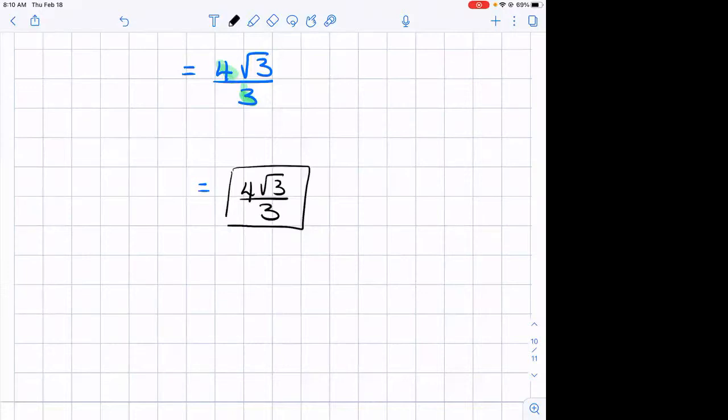So we have to get into the habit of simplifying, and we have to get into the habit of rationalizing. Okay, 2 things have to be done. So it's very important that after you simplify, you check to see if you have any roots in the denominator.